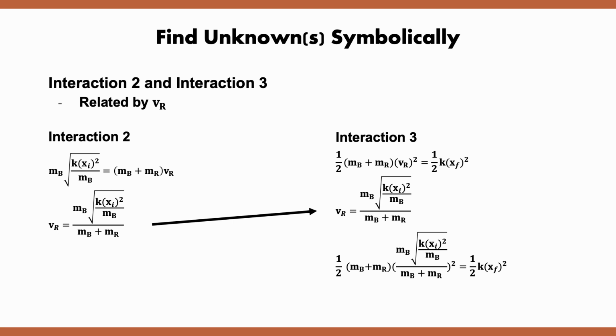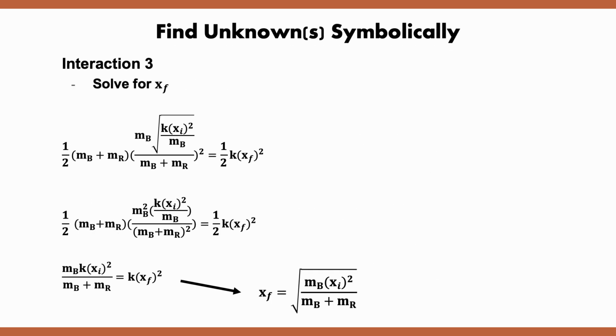Interactions 2 and 3 also share a common variable, which is vr. vr is the velocity of the blue box plus the red box as they are stuck and moving together. The final velocity of the two boxes in interaction 2 is also their initial velocity in interaction 3. vr can be solved for in interaction 2, which will be plugged into interaction 3, giving us the equation on the bottom right corner.